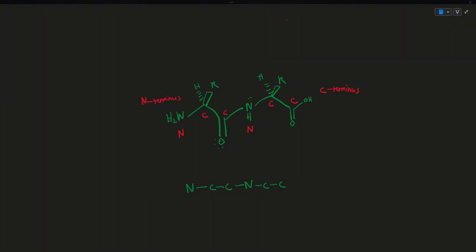So something I failed to mention earlier is that the whole formation of the peptide bond could be reversed. And when it's reversed, it goes back to the two original amino acids at the beginning. And so that's also something to keep in mind.